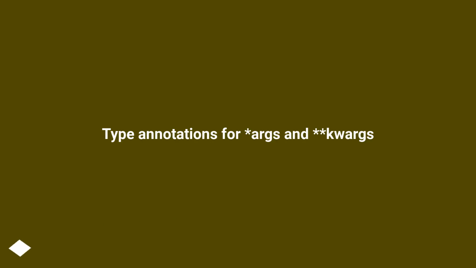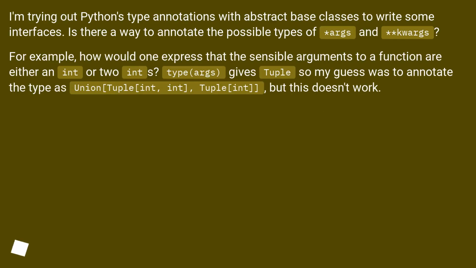Type annotations for args and kwargs. I'm trying out Python's type annotations with abstract base classes to write some interfaces. Is there a way to annotate the possible types of args and kwargs? For example, how would one express that the sensible arguments to a function are either an int or two ints?